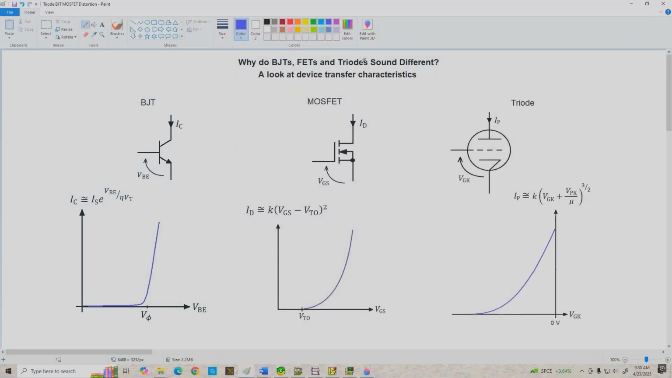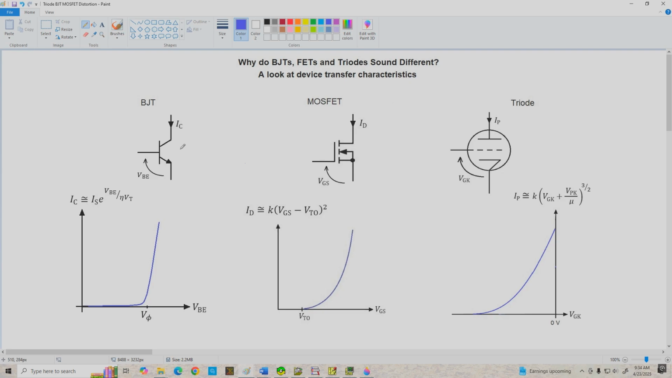Today we're going to be taking a look at BJTs, MOSFETs, and Triodes and trying to get a handle on why they sound different from one another in amplifier applications, and in particular Class A amplifiers. Now we're going to take an approach almost from a first principles level here, and I don't mean quantum mechanics or anything that fundamental, but it's going to be pretty mathematical, but still I think it's pretty interesting stuff, so hopefully you'll stick around.